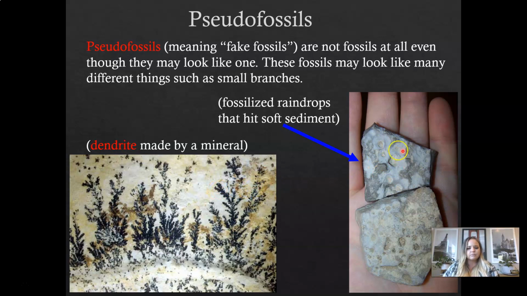And then raindrops can technically be fossilized in soft sediments, so like mud or clay, and they'll leave little impressions in the dirt, and they can be preserved. But these are basically pseudofossils. They look like fossils, but they're not really fossils. They're not from living organisms.